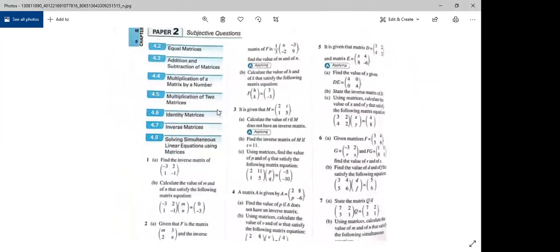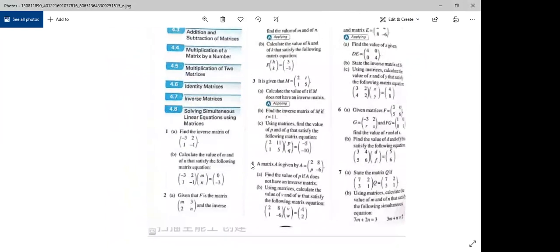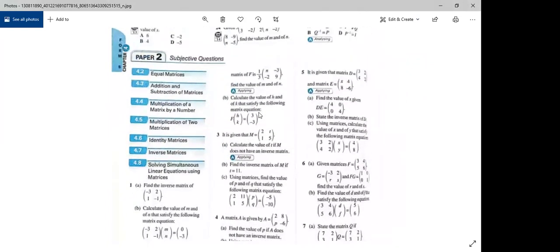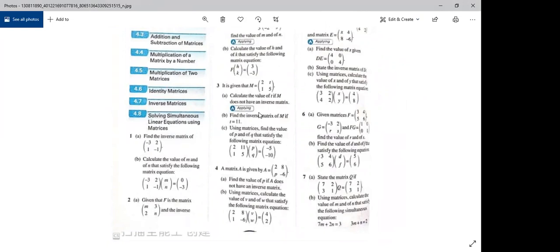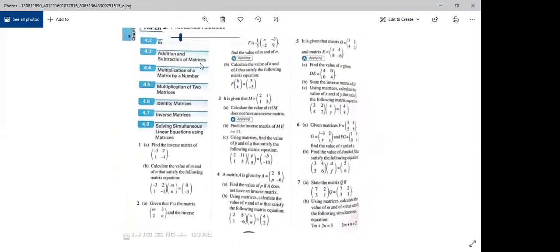Okay. So we try to do the first question for you as a tutorial. They want you to find the inverse matrix of -3, 2, 1, -1. So the inverse matrix will be like this.